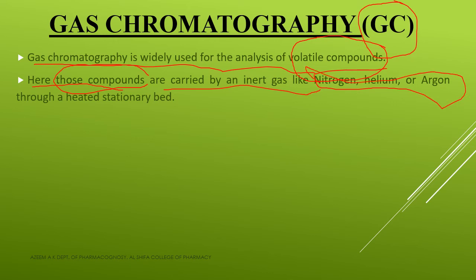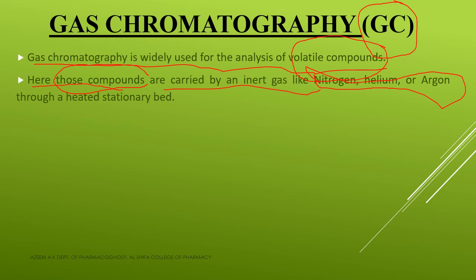So gas chromatography, it is chromatography. In this chromatographic technique we are using a carrier gas also. That is what is being said here. The sample should be carried by this carrier gas. So here the substance which is used for separation is to be carried by an inert gas like nitrogen, helium or argon through a heated stationary bed.